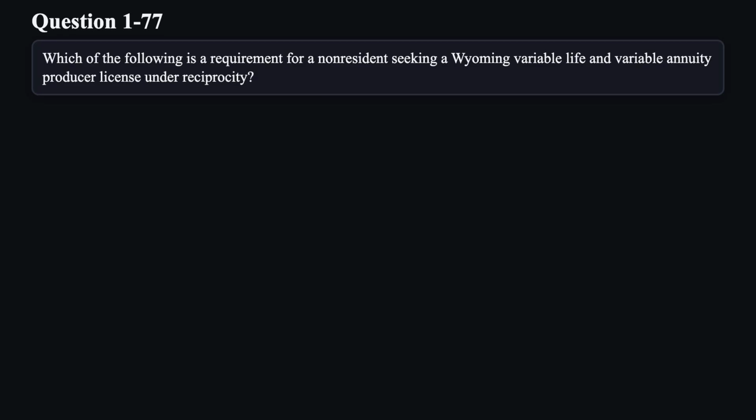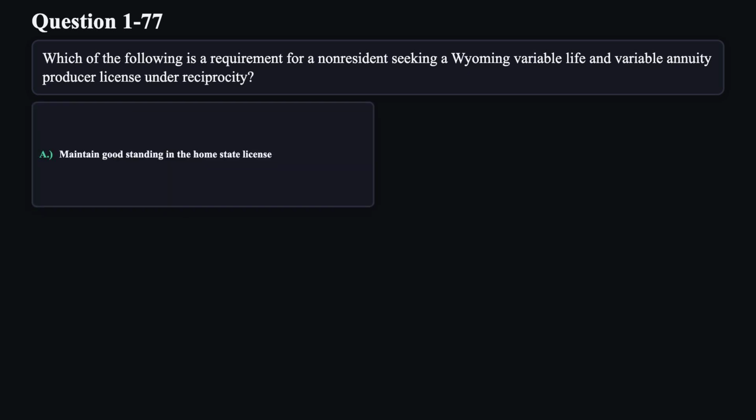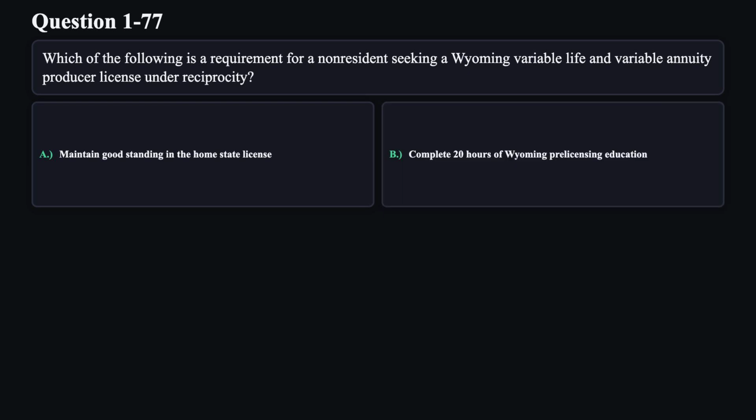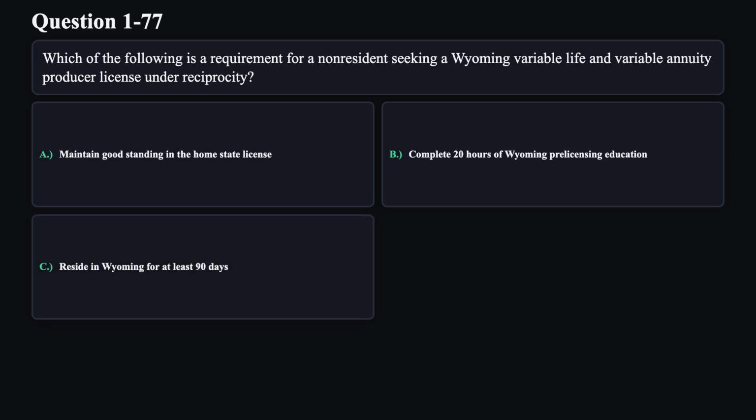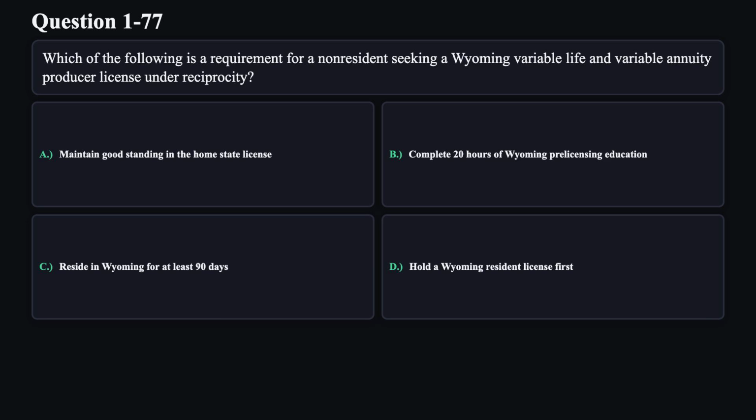Question 77. Which of the following is a requirement for a non-resident seeking a Wyoming variable life and variable annuity producer license under reciprocity? A. Maintain good standing in the home state license. B. Complete 20 hours of Wyoming pre-licensing education. C. Reside in Wyoming for at least 90 days. D. Hold a Wyoming resident license first.